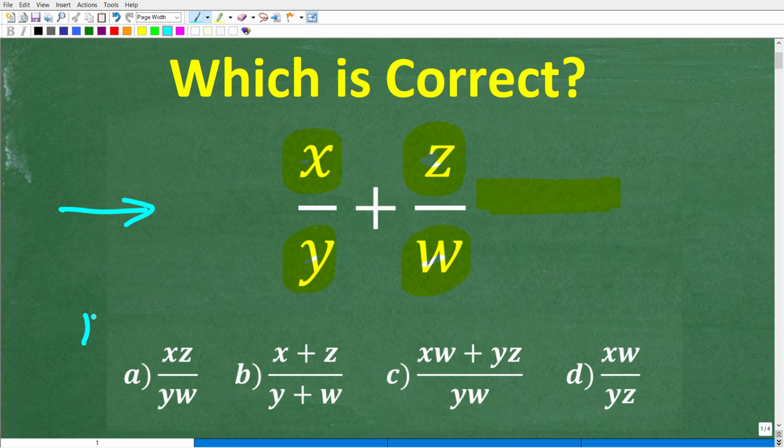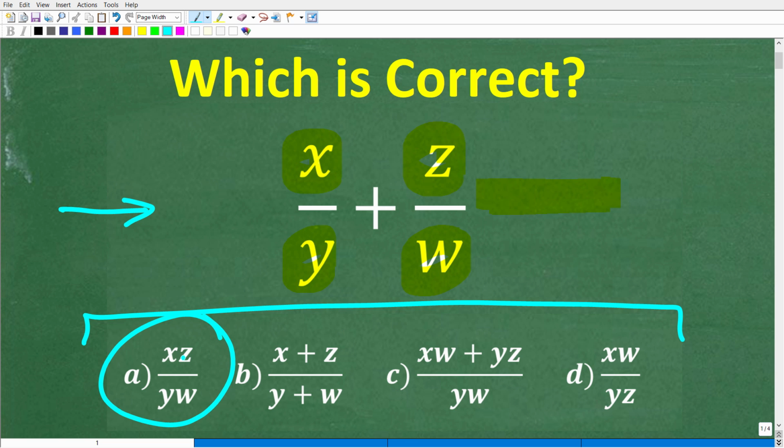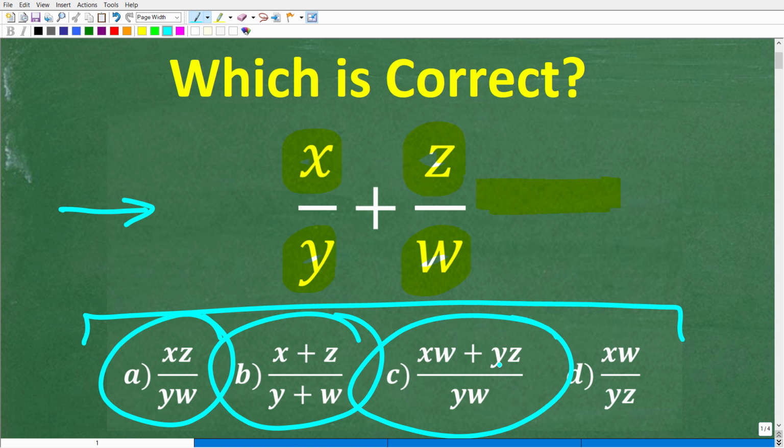Well, this is a multiple choice question, and let's take a look at our answers here. So A is xz over yw. B is x plus z over y plus w. C is xw plus yz over yw. And D is xw over yz.